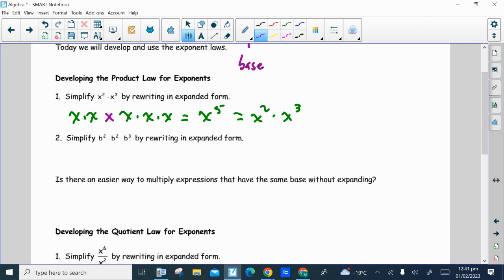So we can do the same thing with question 2 to simplify that expression by writing it in expanded form. So b squared is b times b, times another b cubed, b times b times b. Multiply b by itself 3 times. And so in this case, we're multiplying b by itself a total of 7 times. So that's the same thing as b to the 7th. And that is equal to what we started with, b squared times b cubed.